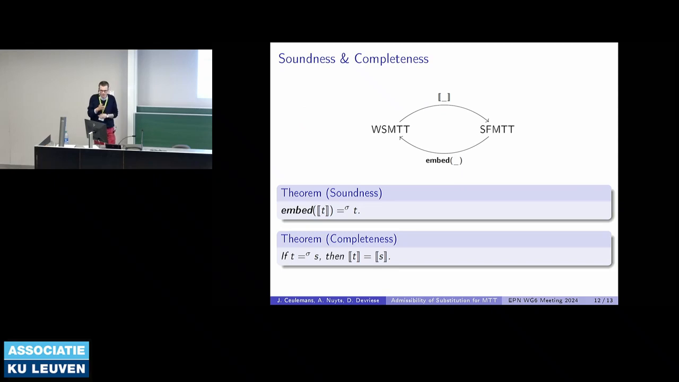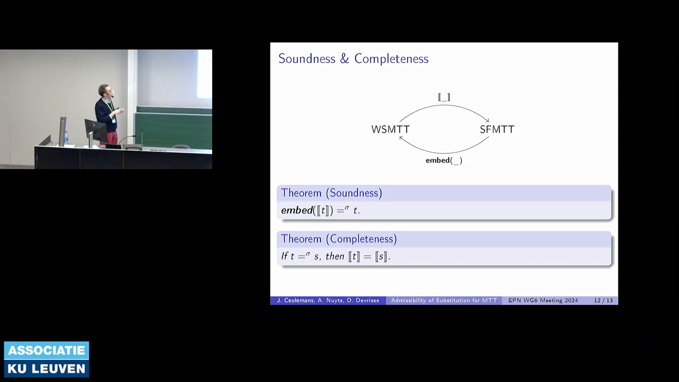Right, so my final slide. So here we have our 2 systems. Here we have our algorithm, here we have the axiomatic system. The fact that we have this algorithm here lets us implement a translation function, so we can translate every term in well-scoped MTT to SFMTT by just actually computing away all the substitutions. And we can also trivially embed SFMTT to well-scoped MTT.